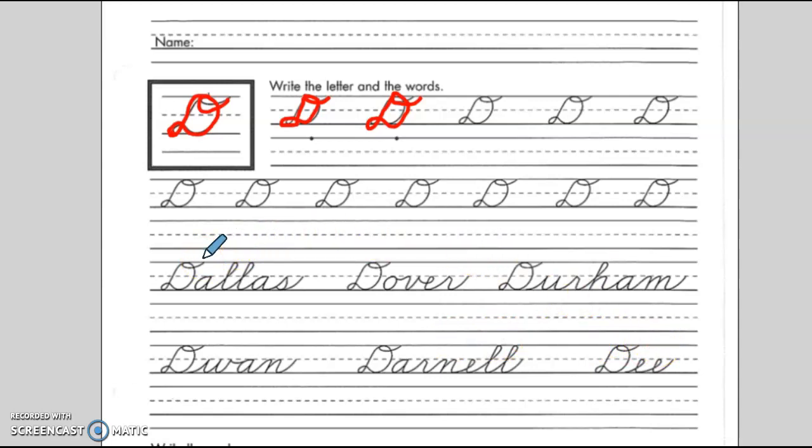Notice that in these words, only the letters after the letter D are connected to each other. Once you form the D, then you are going to write the other letters. They will be connected to each other. They will not connect to the D.